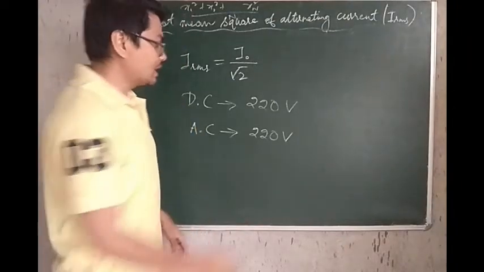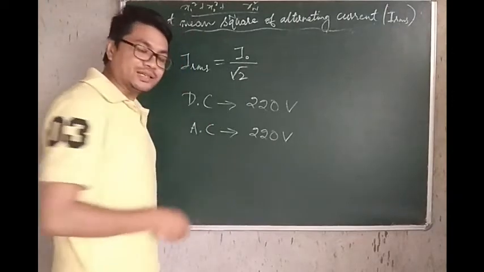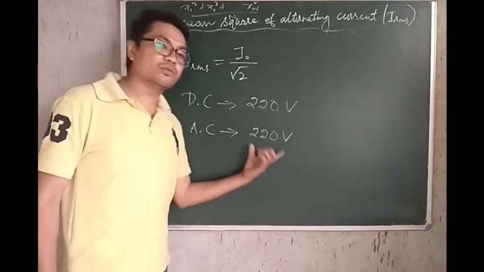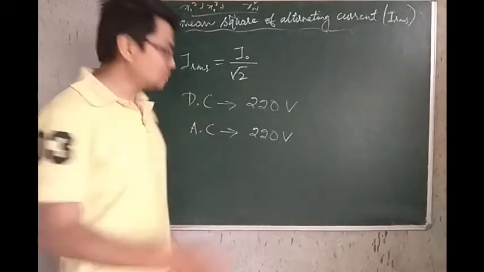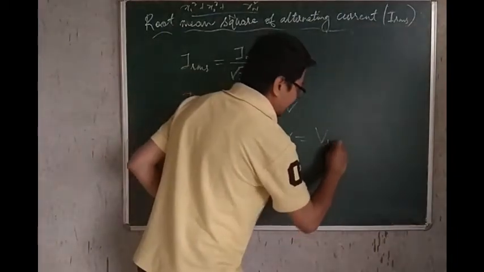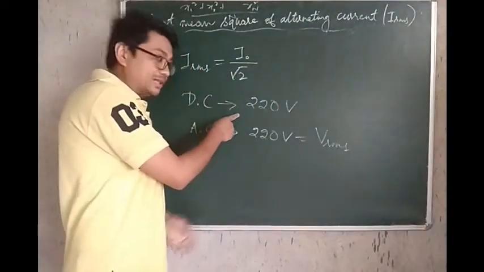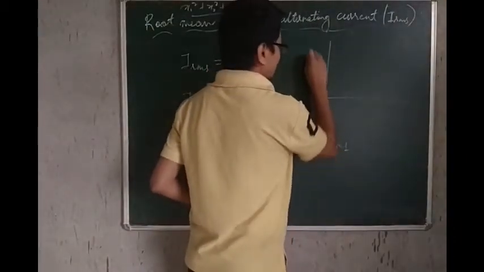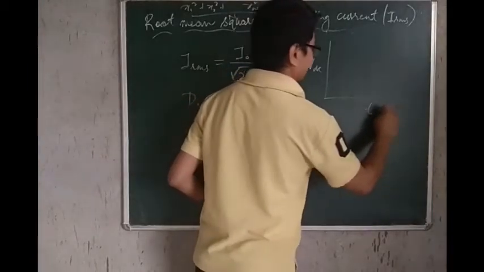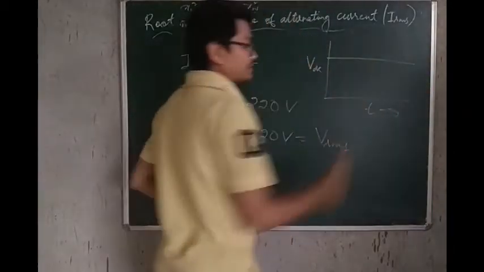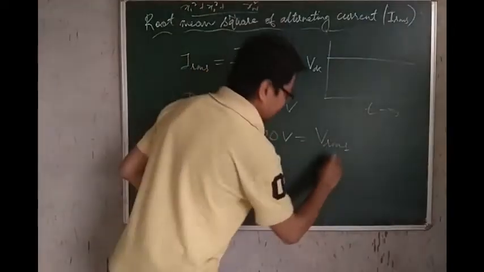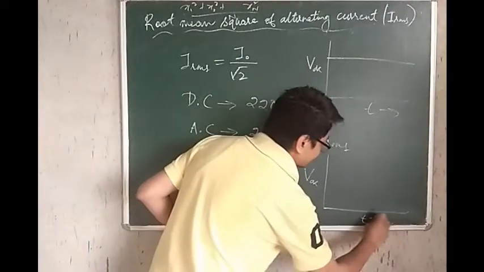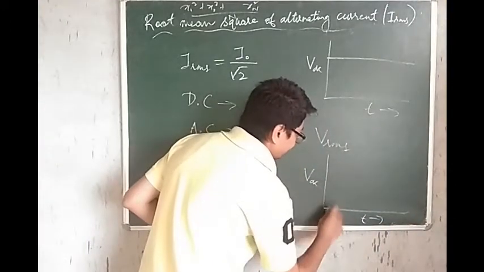Why? Because the 220 volts of AC that we get at home is the RMS value of the voltage, remember. So to say, this is VRMS, whereas for DC, this is the maximum voltage of the DC. So if we plot DC voltage with time, this is 220 volts max. Whereas for AC, VAC with time, of course, it is varying this way.